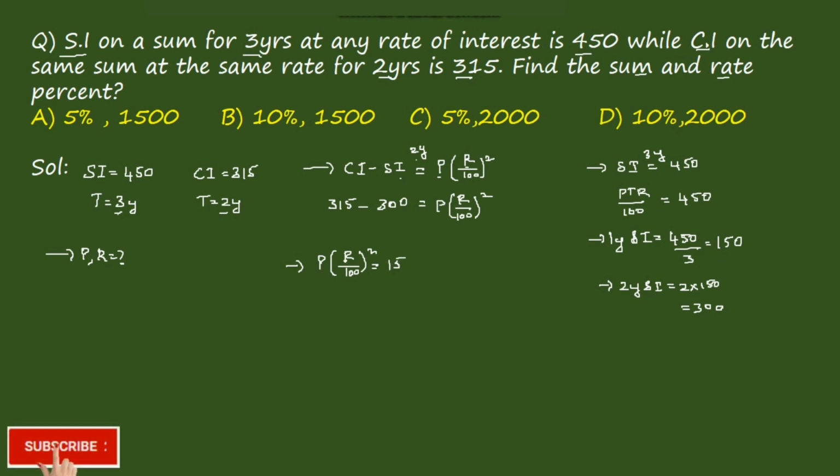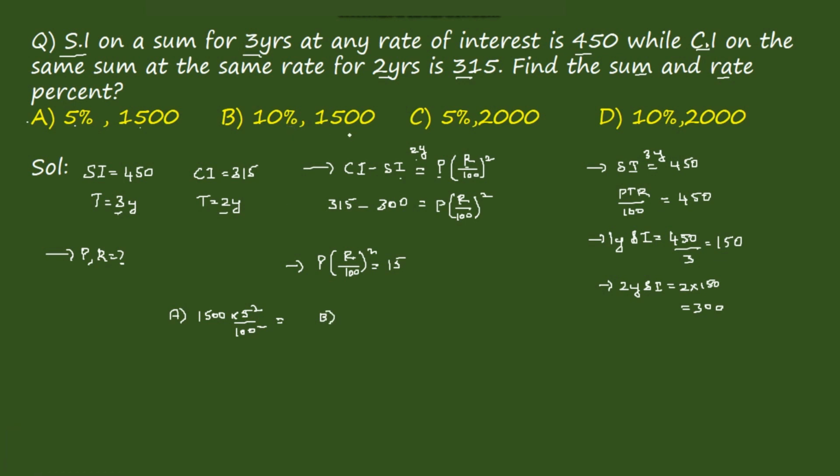Now we have to find the value of P and R. Okay, what you do is see one of the options. If you consider option A, the rate is given as 5 and the principal is given as 1500, so just substitute it. We get 1500 into 5 square by 100 square, right? Here the value is exceeding, it is more than 15, so we'll be going with the second option, option B.